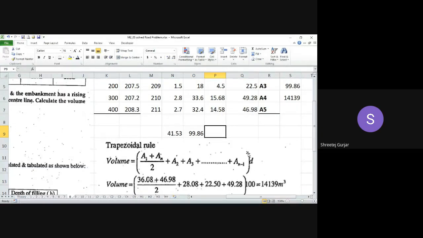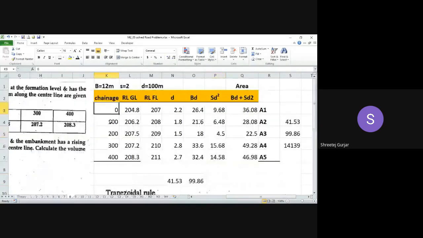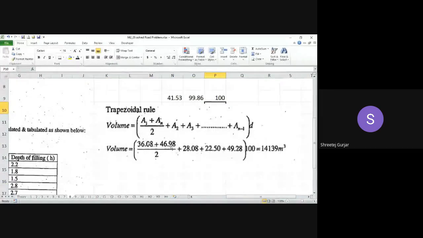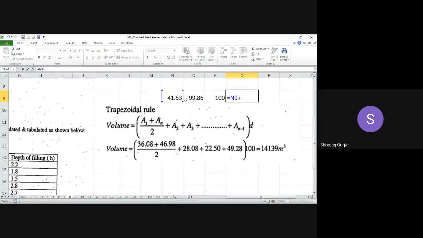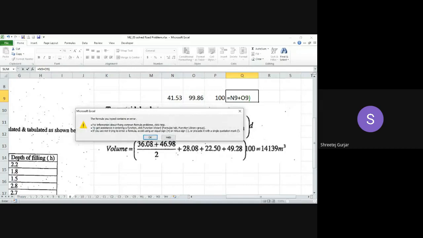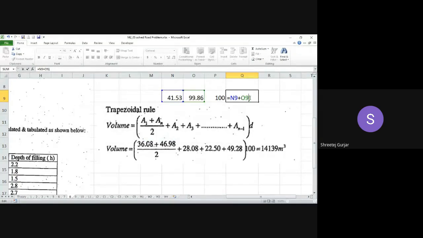What about D? The interval between each chainage is what? 100. So this plus this into this, I will calculate, plus this, all multiplied by your interval. This thing multiplied by your interval, that is 100. You can do this in your calculator. Because I am doing it in Excel, I am using this method, but in a calculator you can directly write in this format. Whatever they have written over here, you can follow it.